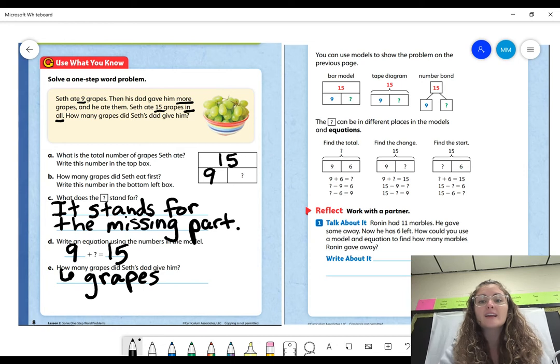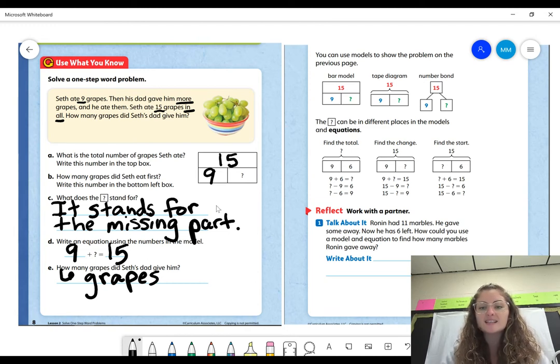So when you are looking at these equation models, when you're looking at the number bond, the tape diagram, or the bar model, I want you to remember your two parts are the smaller boxes and your whole is on top. All right, let's work on this last problem together.